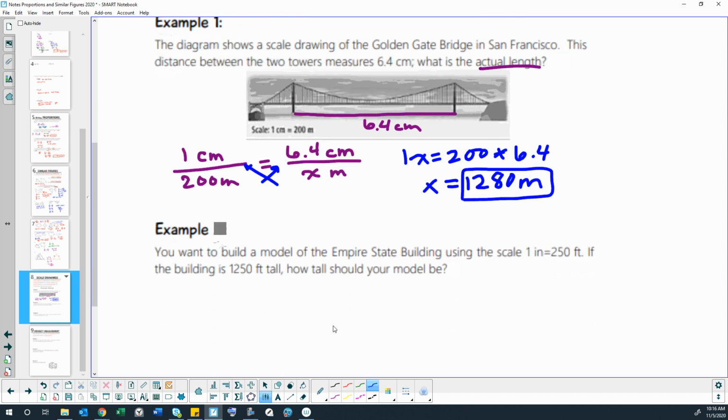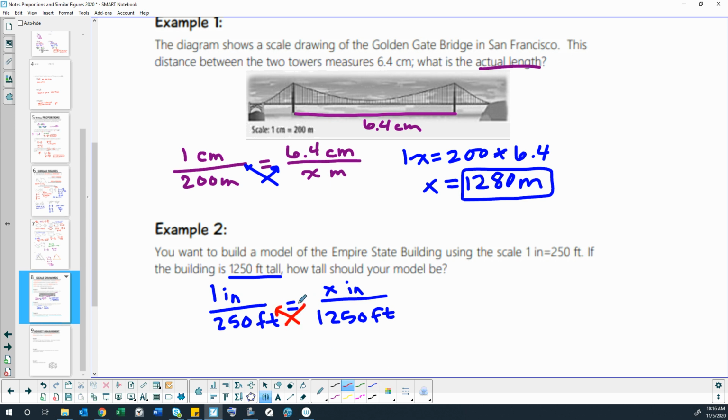Example 2. You want to build a model of the Empire State Building using the scale 1 inch equals 250 feet. If the building is 1,250 feet tall in real life, how tall should your model be? Okay, so our model is 1 inch to 250 feet. This time we need to be careful because we have the actual size of the building that has to match up with our 250 feet. And we are trying to find the size of the model, and our answer will be in inches because our scale is in inches over feet. So this also has to be inches over feet.